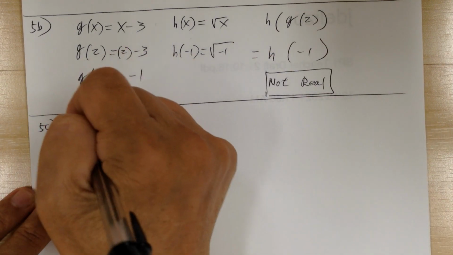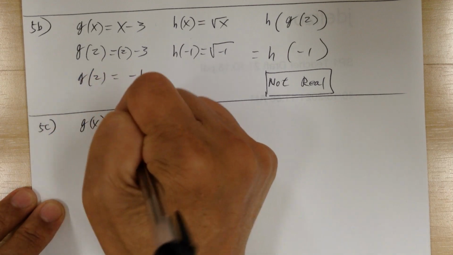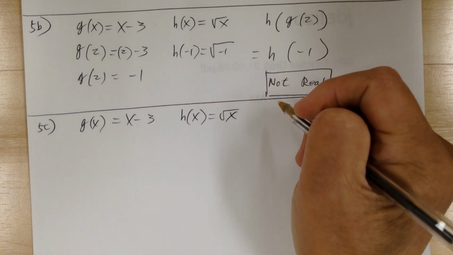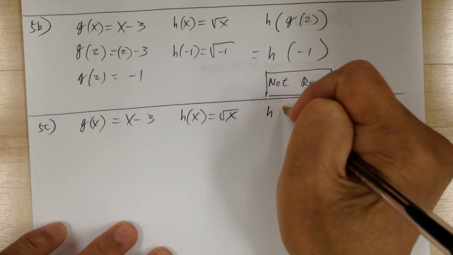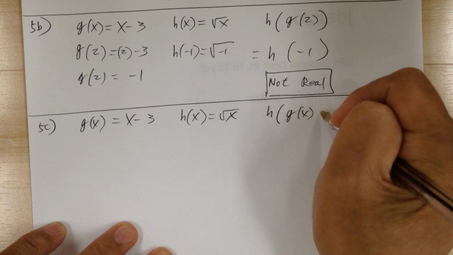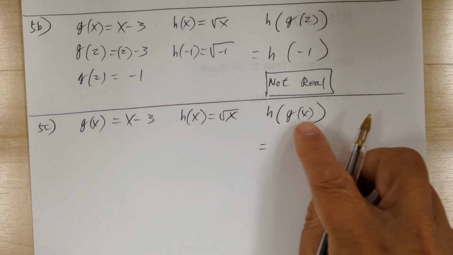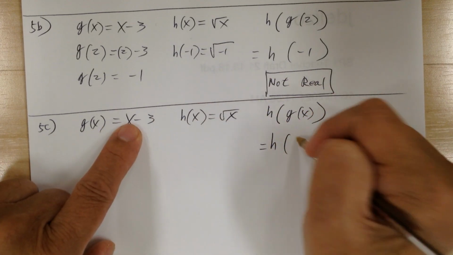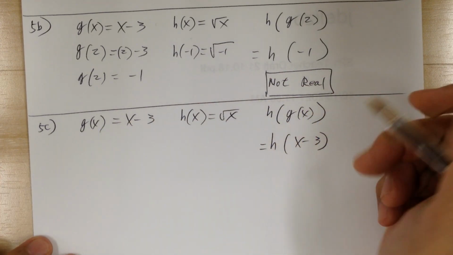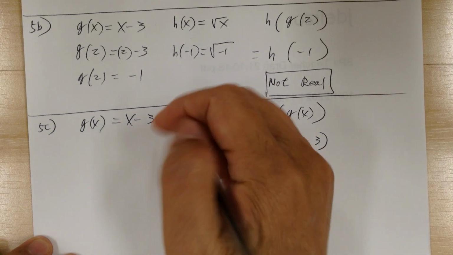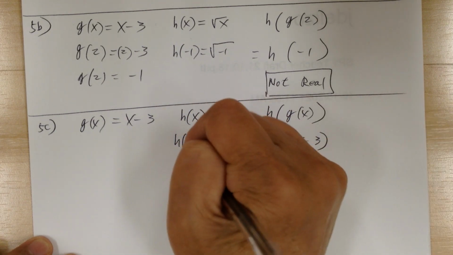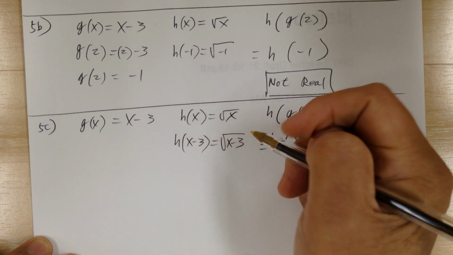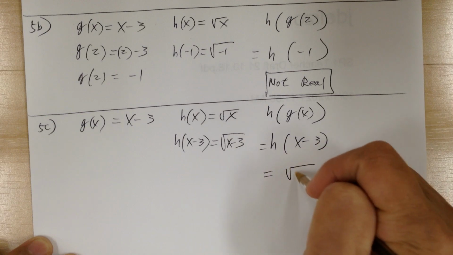Okay, let's go to 5c. So we can get our functions ready. So 5c, we're looking for h of g of x. So g of x, we already got over here. So g of x is x minus 3. And then to find this one, we come over here. So h of x minus 3 will equal square root of x minus 3. And so this will equal square root of x minus 3.